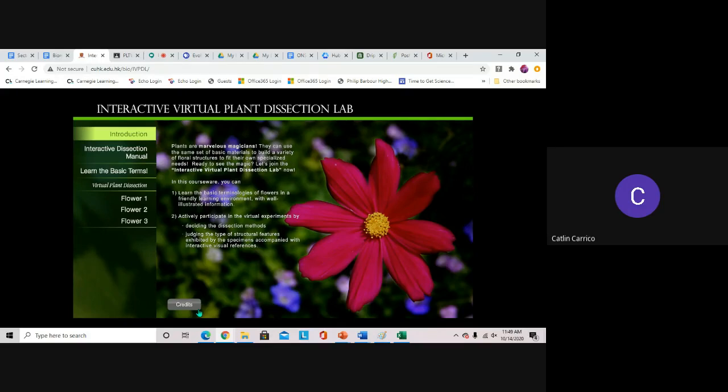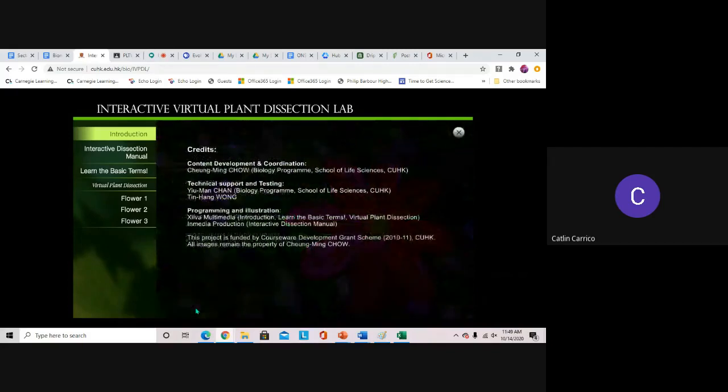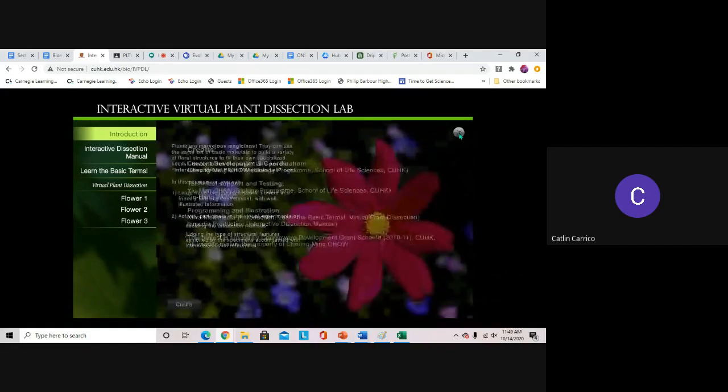Now, I do want to say that this is brought to you by these people here, and they are the ones that are responsible for making this virtual lab.